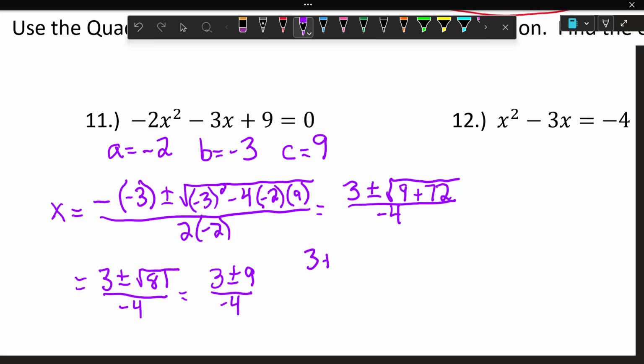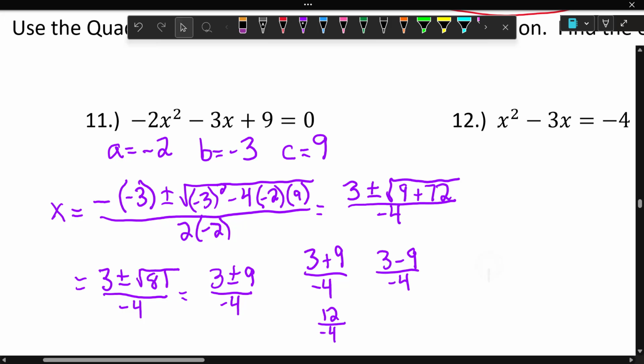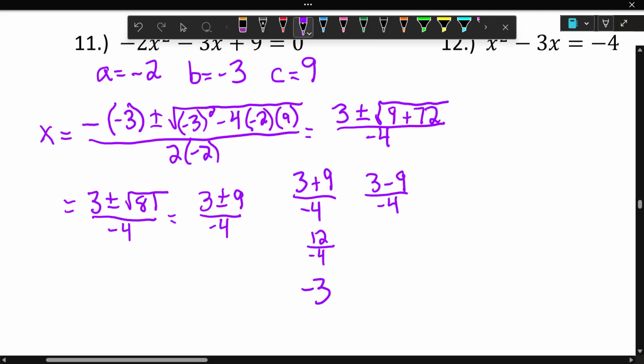So here, we can split this up into two answers. We got 3 plus 9 over negative 4 and 3 minus 9 over negative 4. So we simplify, 12 over negative 4. That gives us negative 3 for one of our solutions. The other one, we get negative 6 over negative 4, and that gives us a positive 3 over 2 for our other solution.